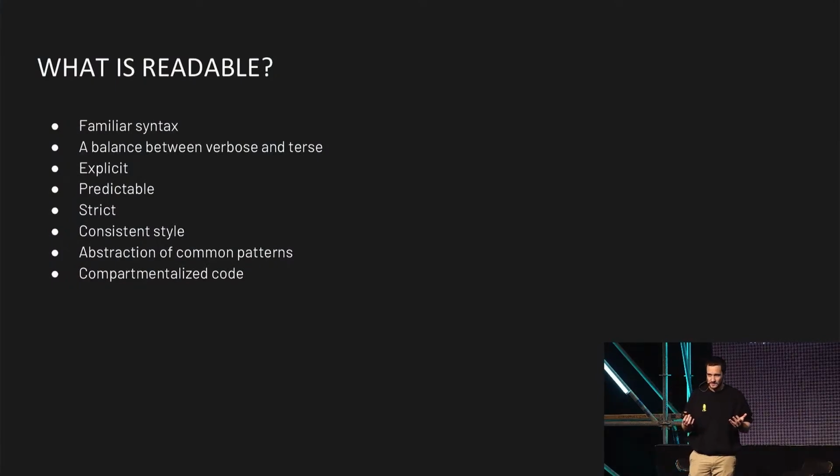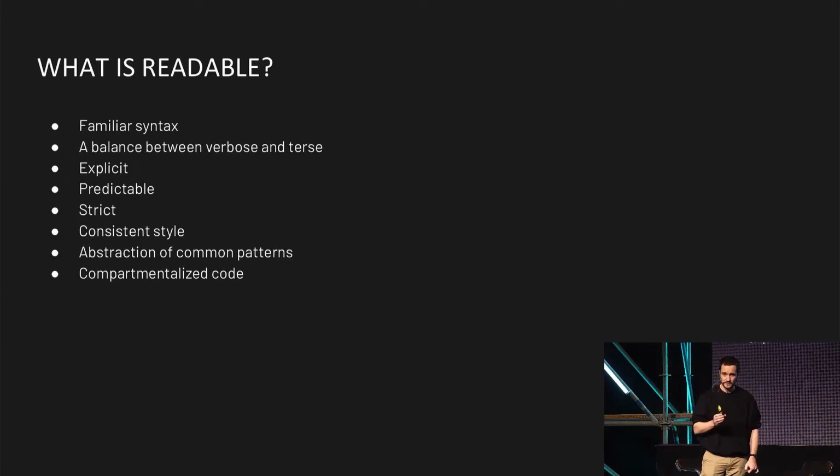It's a familiar syntax, so when you look at the code, it should not be insane. It should look like other programming languages to some extent. There should be a good balance between verbosity and terseness. It should be explicit, so there shouldn't be magical things happening. It should be predictable. You should have a good idea of what's going to happen when this code gets executed or this code gets compiled.